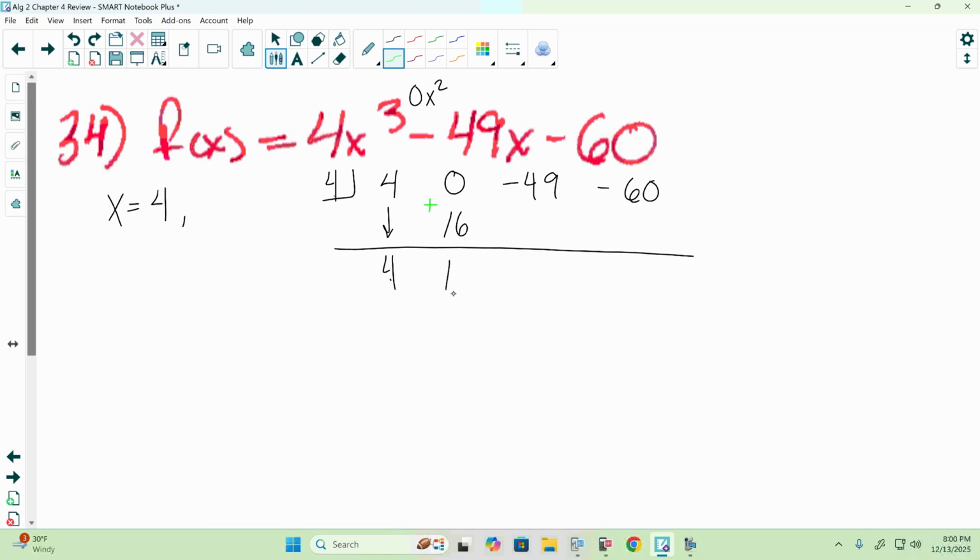0 plus 16 is 16. 4 times 16 is 64. Negative 49 plus 64 is 15. 4 times 15 is 60. And negative 60 plus 60 is 0.